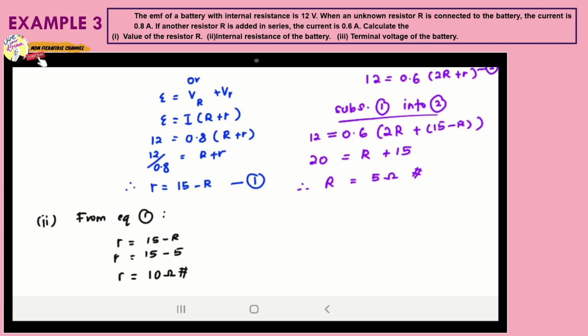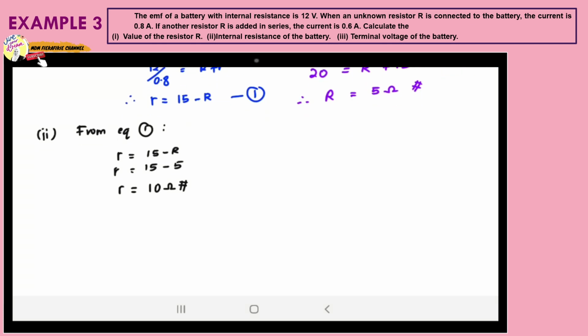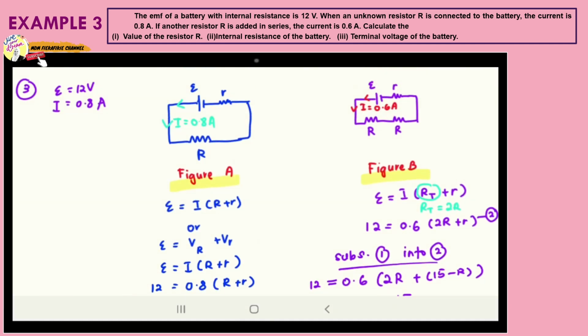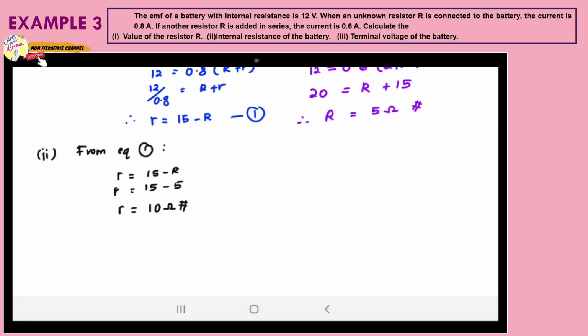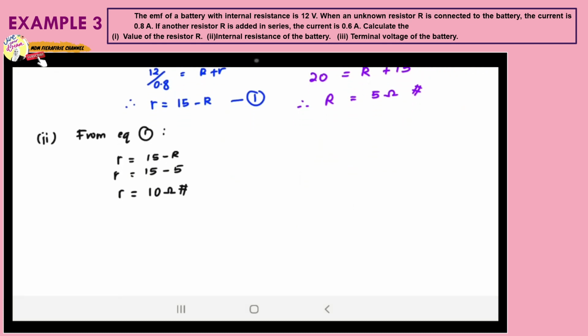Okay, so the internal resistance is 10 ohm. And calculate the terminal voltage of the battery. Okay guys, remember we have two cases here. Ingat lagi tadi, figure A kita ada satu saja resistor, but for figure B we have two resistances that combine in series, where R total is equal to 2R, tapi yang ini dia adalah R. So when we want to calculate the terminal voltage of the circuit, we need to consider the total resistance connected in this circuit. Ada berapa R?